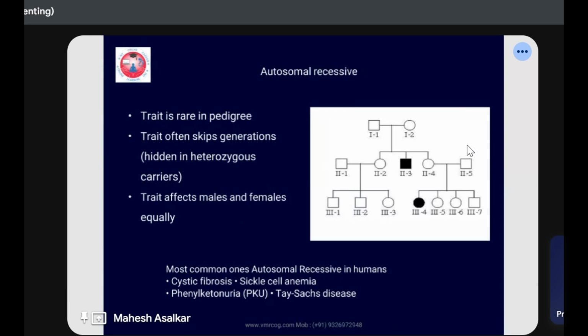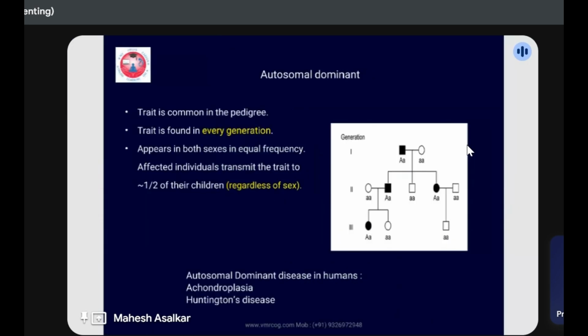Okay. Now let's see about autosomal dominant. So this trait is common in the pedigree, and the trait is found in every generation. So there is no skipping of the generation. It appears in both sexes in equal frequency. Affected individuals will transmit the trait to 50% of their children, regardless of sex. Okay, so all generations will get affected. In every generation there will be manifestation.